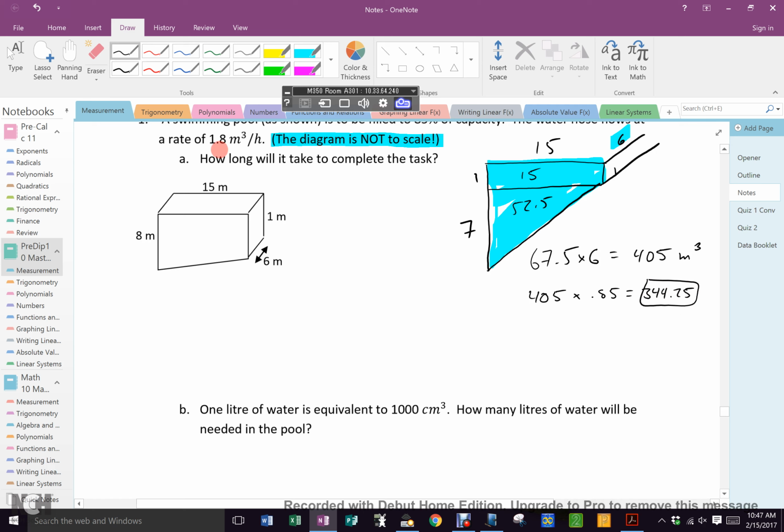Now, the tap fills the pool at 1.8 meters cubed per hour. So what do I need to do with that? Divide by what? 1.8. So how long will it take? Whatever that is. 344.25 divided by 8. 43 hours. No, that's not right. No, 344.25 divided by 1.8. Yeah, there we go, 191 hours.